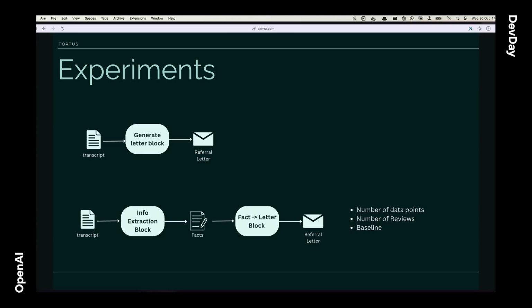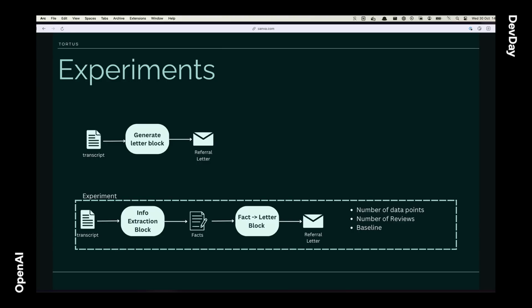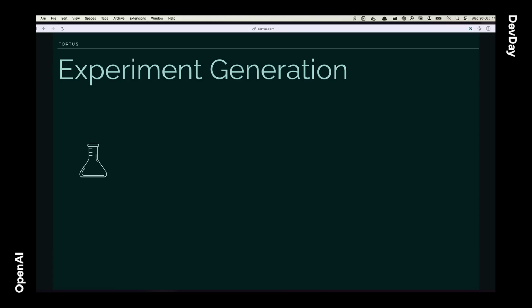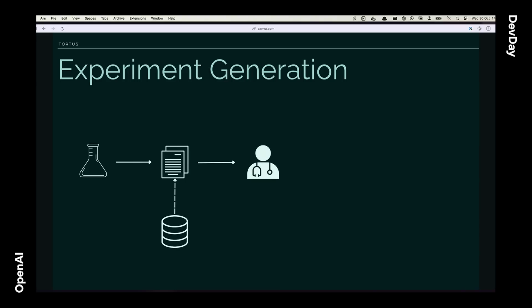When designing our experiment, we specify a couple of things: the number of data points that are being generated, how many clinicians we'd like to review each data point, and a baseline to compare the results to. This framing here is what forms our experiment, and in this example, this is our baseline. Let's see how the generation pipeline works. We start with our experiment that we specify. We then generate our outputs from our bank of consultations. We then give this to our clinicians.